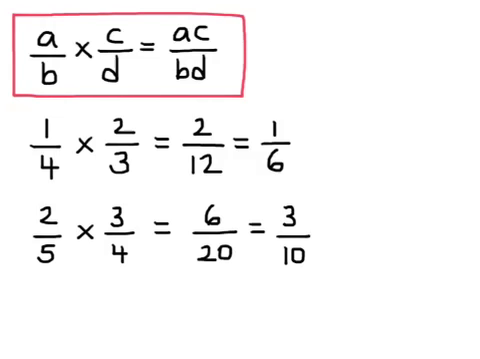So to recap, to multiply two fractions together, we multiply the two numerators, A and C, to get the answer AC, and we multiply the two denominators together, B and D, to get the answer BD. And AC is the numerator of our answer, BD is the denominator of our answer.